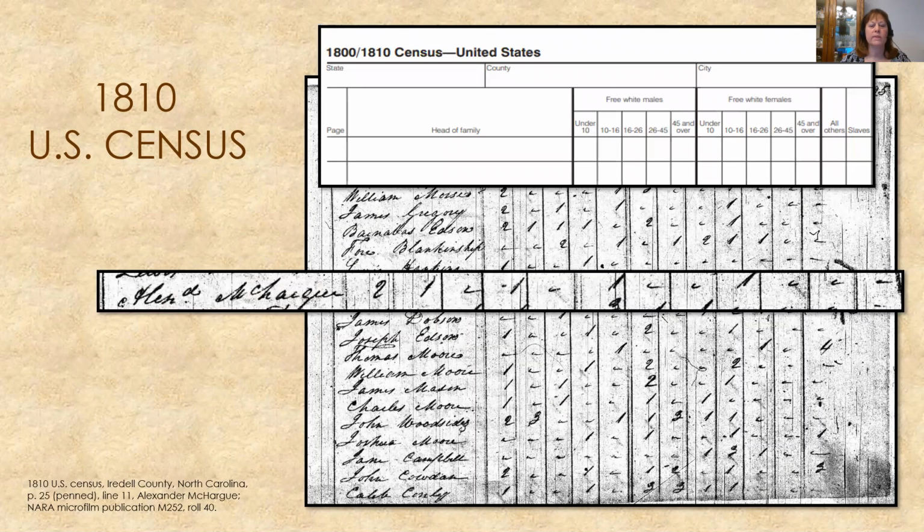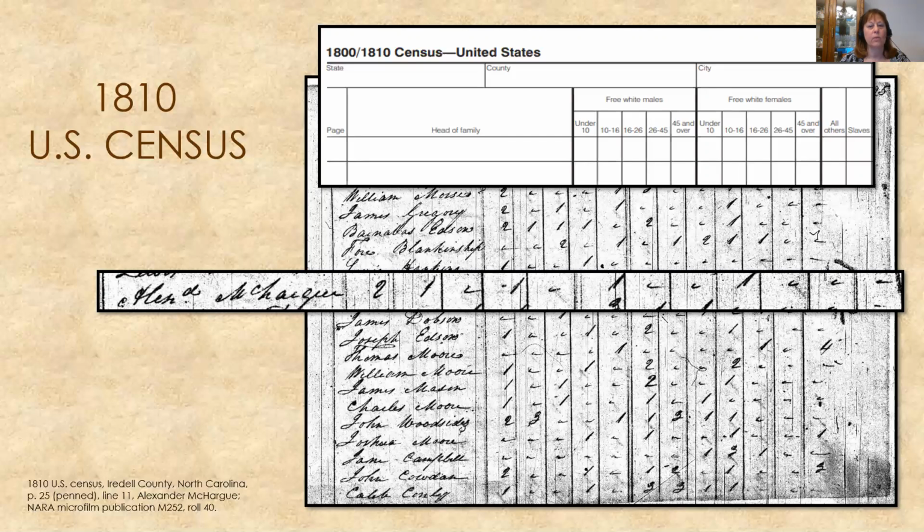Alexander McCarg was once again enumerated in Iredell County, North Carolina. His household consisted of 2 free white males under 10, 1 free white male aged 10 to 16, 1 free white male aged 26 to 45, 1 free white female under 10, and 1 free white female aged 26 to 45. When comparing Alexander's 1810 household to 1800, it appears likely that 2 more sons were born, as well as a daughter.